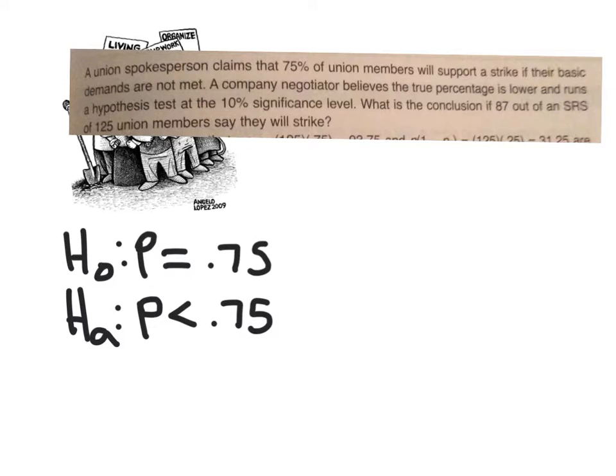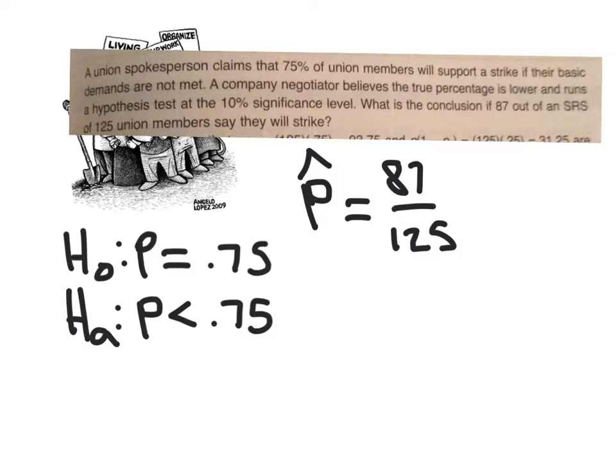Yeah, so now p-hat is, what was it? It was 87 out of 125. So, what is that? Okay, so state, plan, do, conclude. Now, what are we going to do?